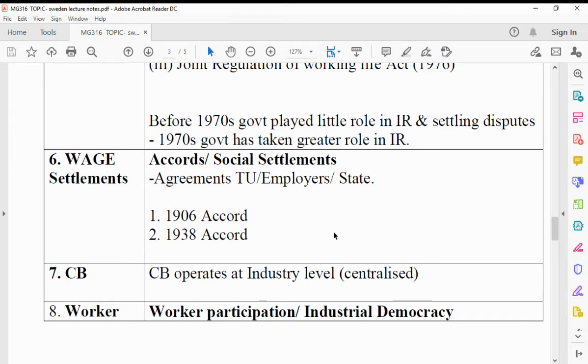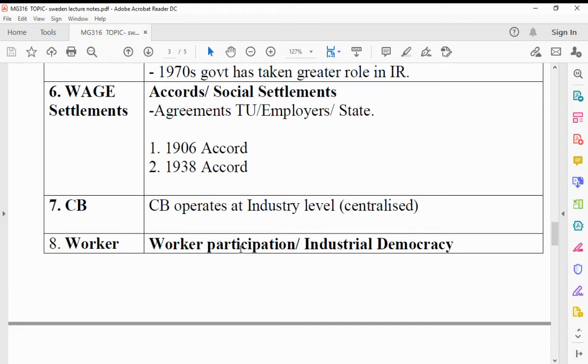Wage settlements were through the accord system, social settlements, and these accords were a tripartite agreement. Tripartism is present. Tri means three parties are involved. And who are these three parties then? The government, the employers, and the workers or their representatives, which are the unions. So the government, the union, and the employers' association. These are the three parties that are involved in the accord. So they had the accord system. There was a 1906 accord and then a 1938 accord.